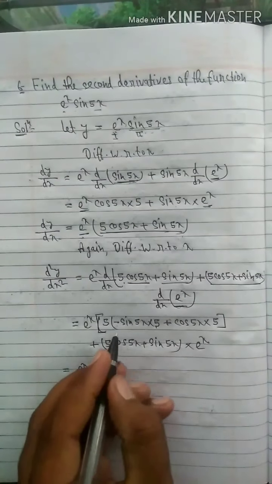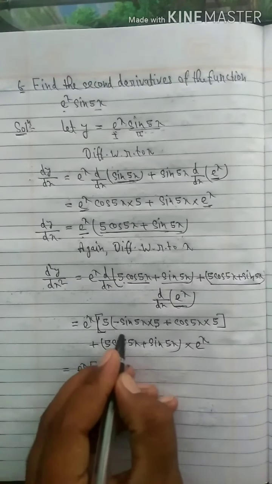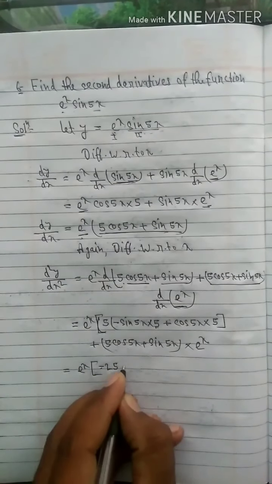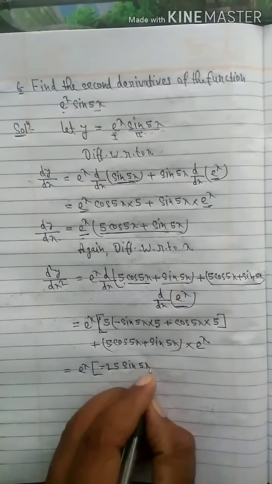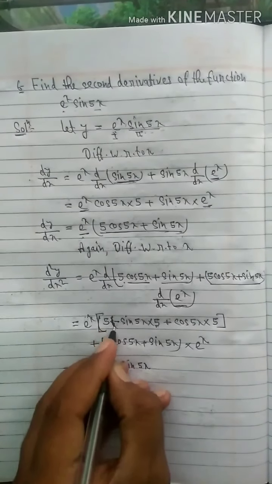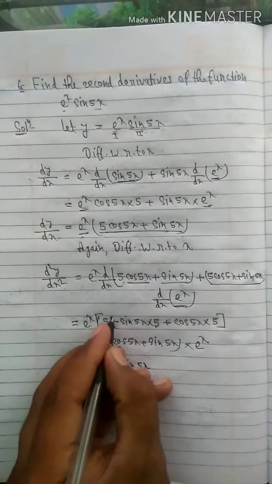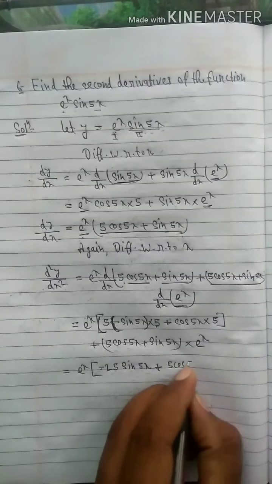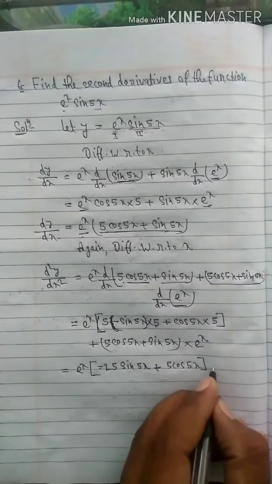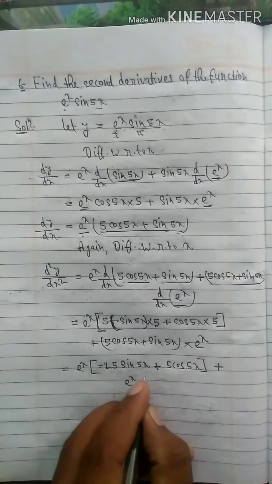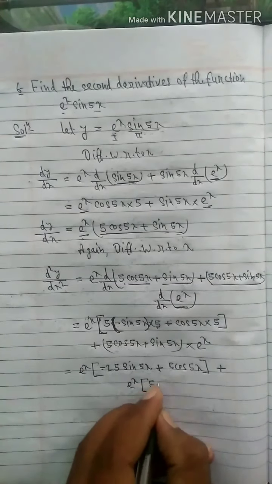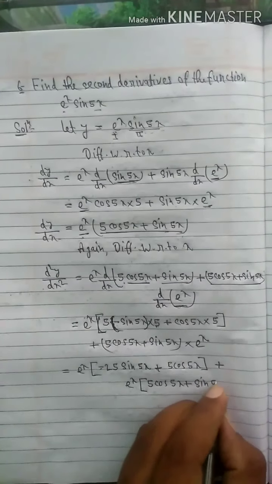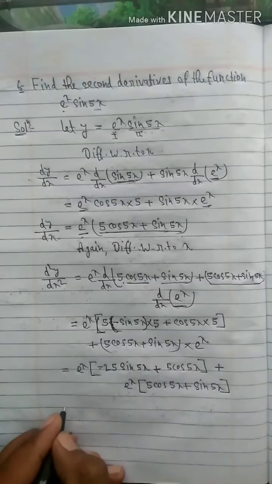And now simplify this: 5 fives are 25 and the minus, so minus 25 sin 5x plus 5 cos 5x plus e to the power x into 5 cos 5x plus sin 5x.